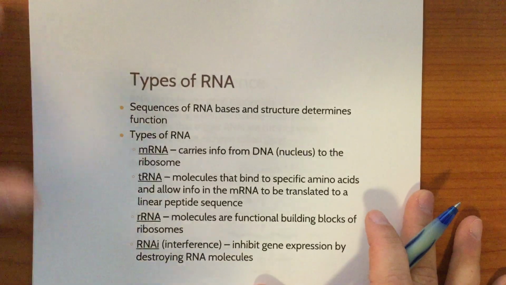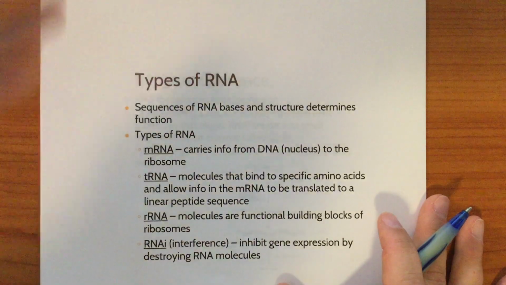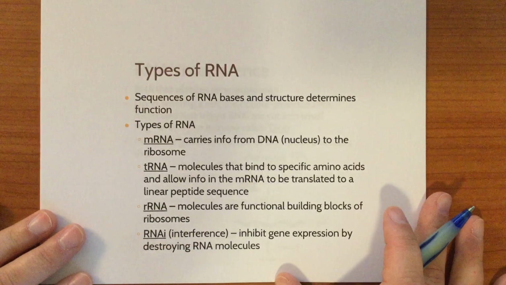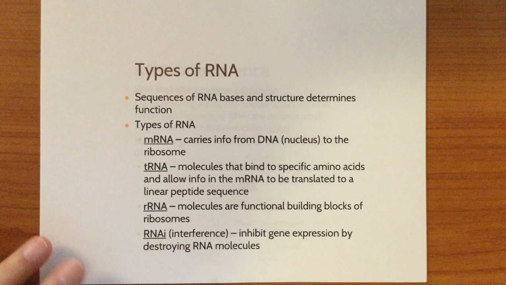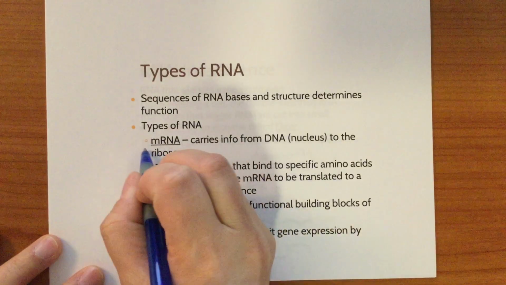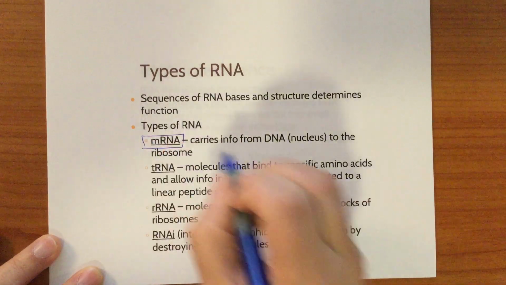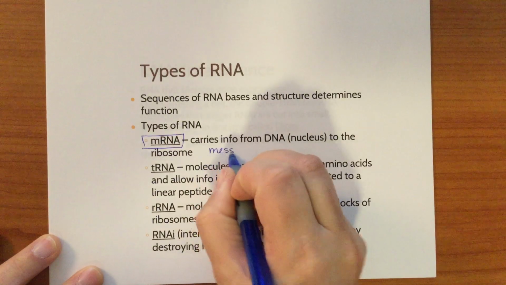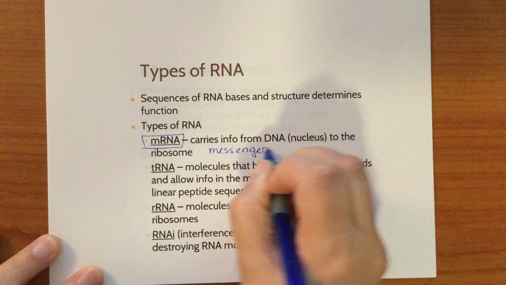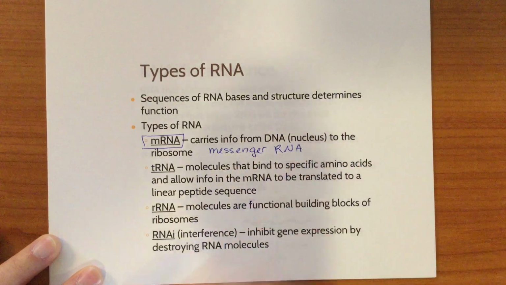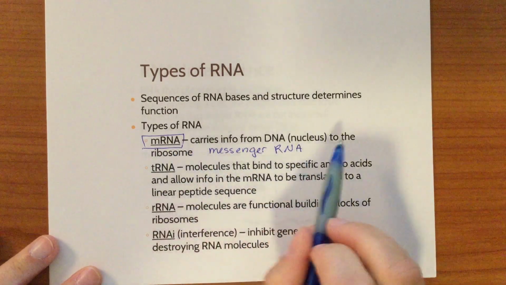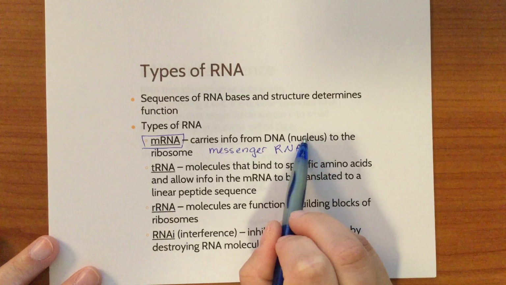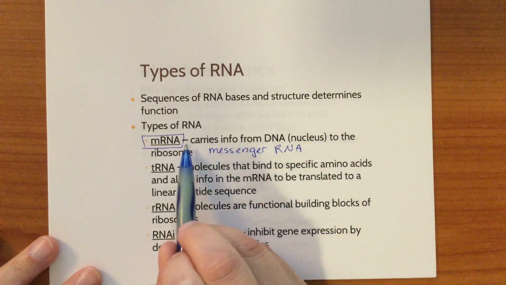Something else that's different about RNA is that there's actually more than one kind, and some of these are originals and others are things that we've recently discovered. The first one is called mRNA, and the M actually stands for messenger. So sometimes you'll hear it referred to as messenger RNA. It has a particular job in that it just transfers information from one location, the nucleus, to the ribosome.